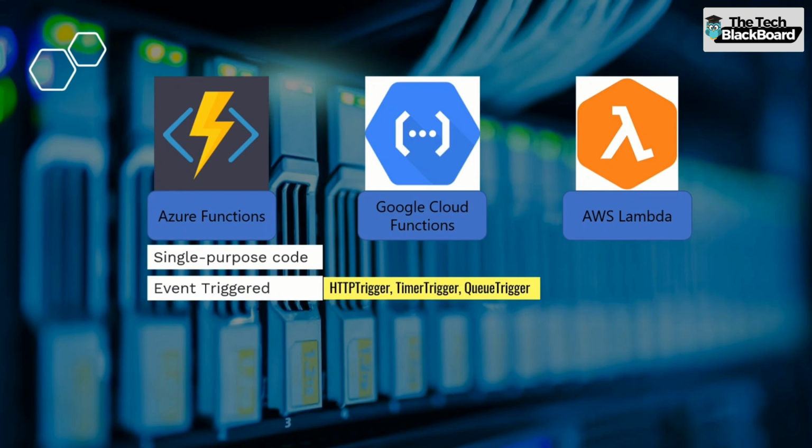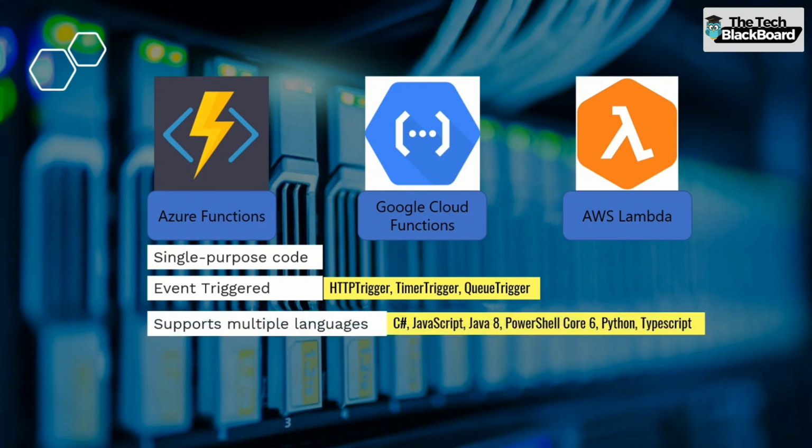For example, Azure Functions can be configured to trigger on events like HTTP trigger, timer trigger, queue trigger, and much more. And Functions supports many languages like C#, JavaScript, Java 8, PowerShell Core 6, Python, TypeScript are just a few of them. To summarize, you develop a piece of code in the language you love and then you deploy the code on a cloud of your choice, also called a serverless platform, and you are done. No hassles of servers or infrastructure, just code and deploy.